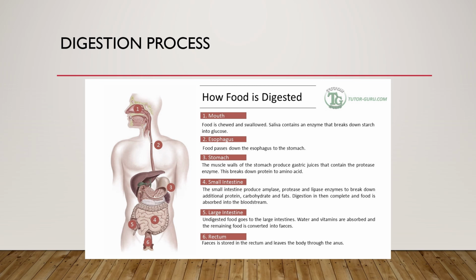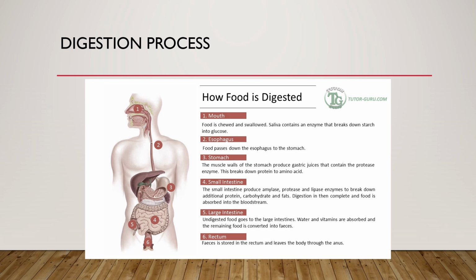Let's understand about our digestion process. What exactly happens when you put food in your mouth till it reaches your tummy? Now let's understand it in small and easy steps with the help of an image. So in this image you will see number one, mouth. Food is chewed and swallowed.